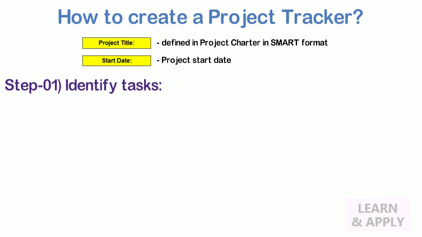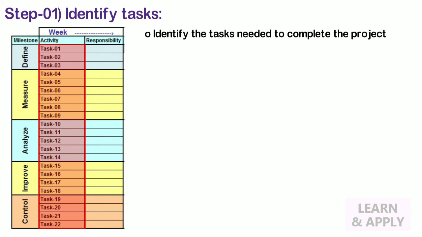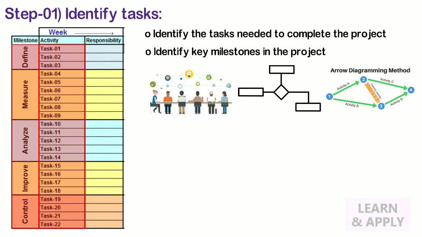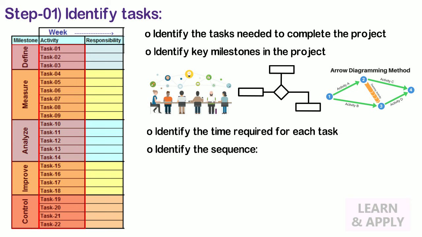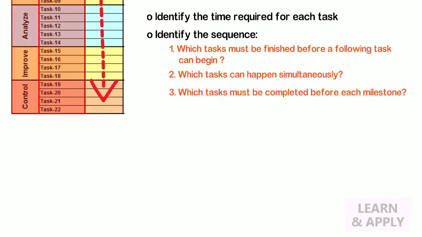Step 1. Identify tasks. Identify the tasks needed to complete the project. Identify the key milestones in the project by brainstorming a list or by drawing a flowchart, storyboard, or arrow diagram for the project. Identify the time required for each task. Identify the sequence. This is done by asking some questions like which task must be finished before a following task can begin, which tasks can happen simultaneously, and which tasks must be completed before each milestone.